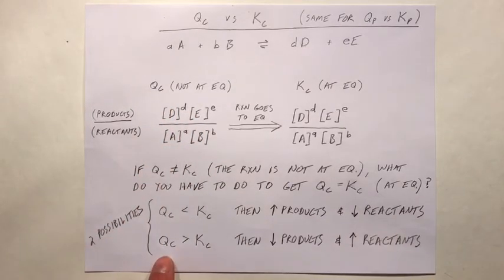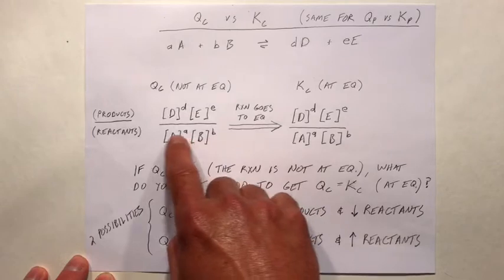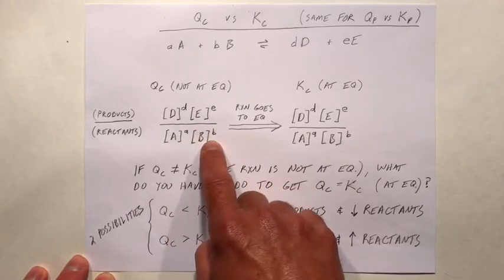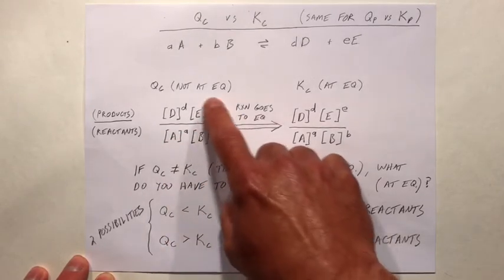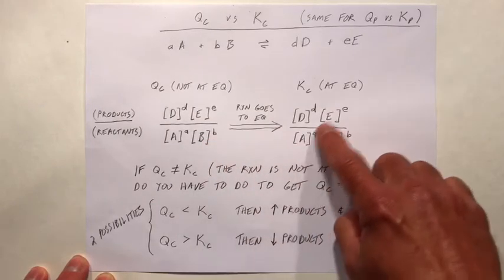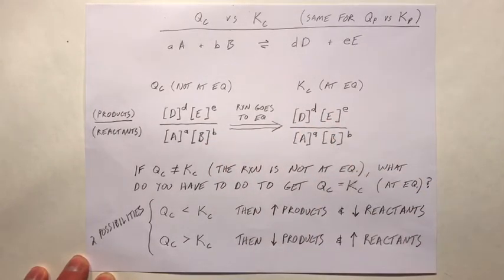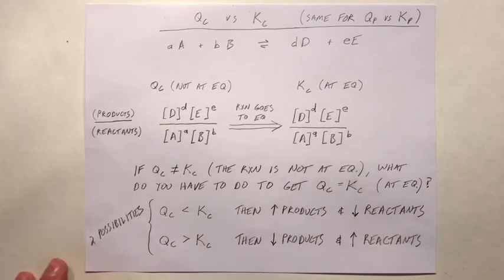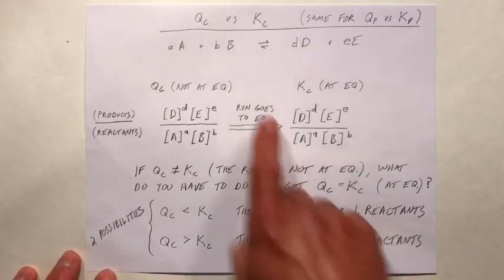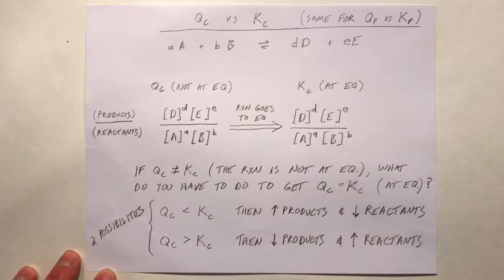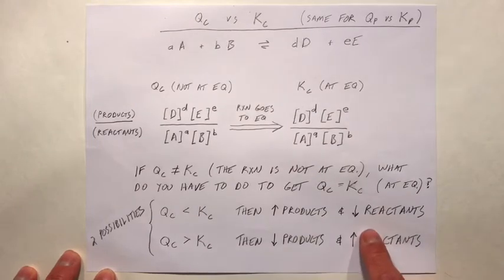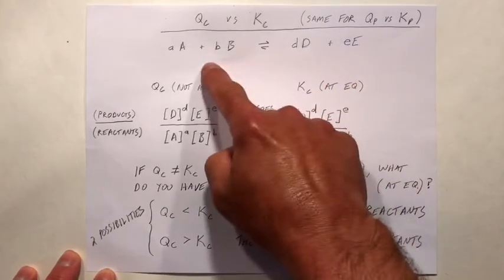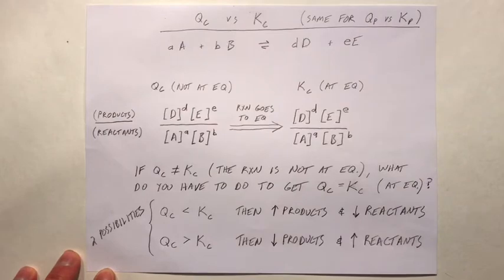Now, another possibility is that QC is greater than KC, so it's bigger. If it's bigger, that means that we need to make the denominator larger and the numerator smaller and drive that value down to get it equal to this value. So we'd have to increase the reactants and decrease the products. If you increase the products, the reaction would shift to the right to get to equilibrium. If we increase the reactants, the reaction would have to shift to the left to get to equilibrium.